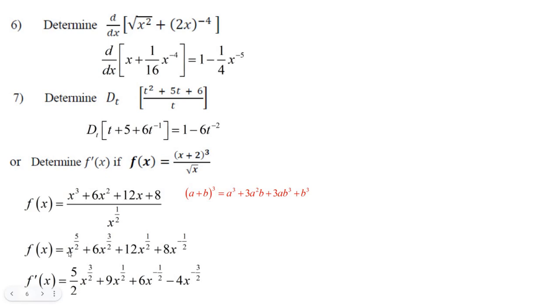See how I've put everything in the form of ax to a power? Because now I can do it. I multiply 5 halves in front and bring it down 1. 3 halves times 6 is 9, and then 3 halves minus 1 is a half. Half of 12 is 6, bring it down 1. Minus a half times 8 is minus 4. Minus a half minus 1 is minus 3 halves. And that's your final answer.